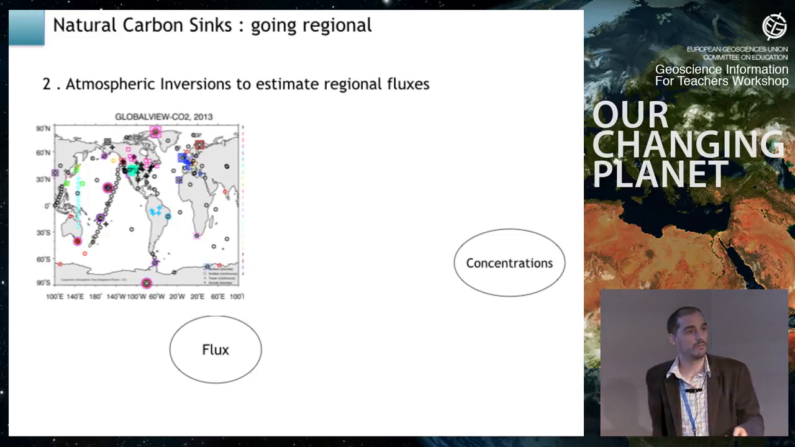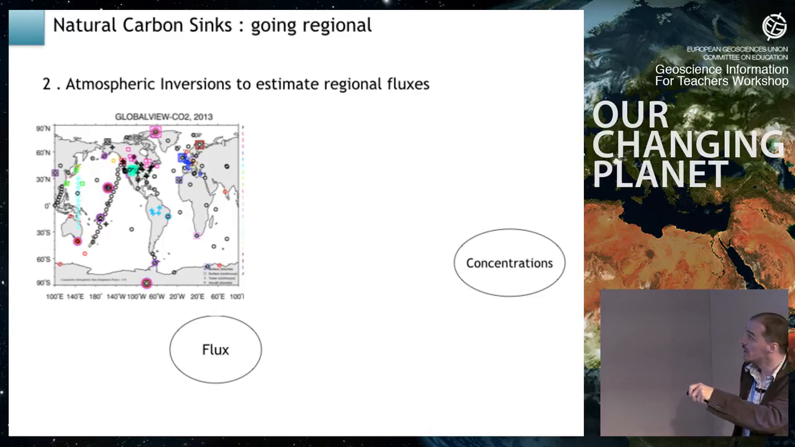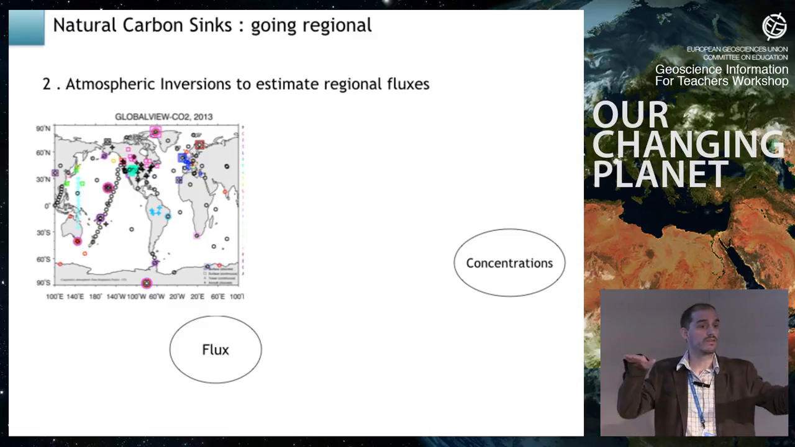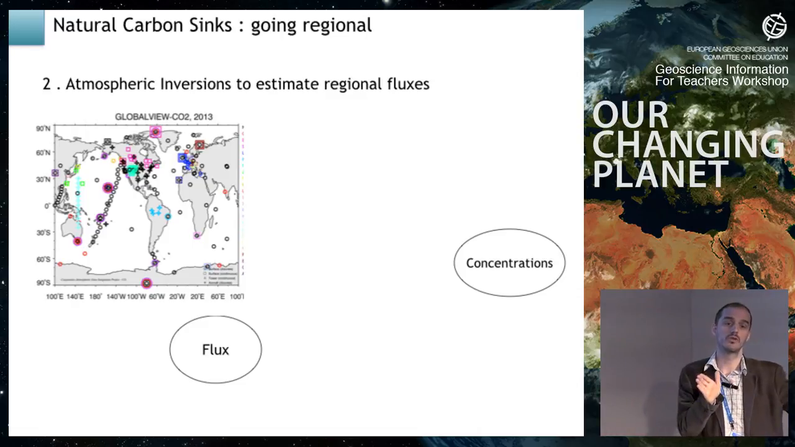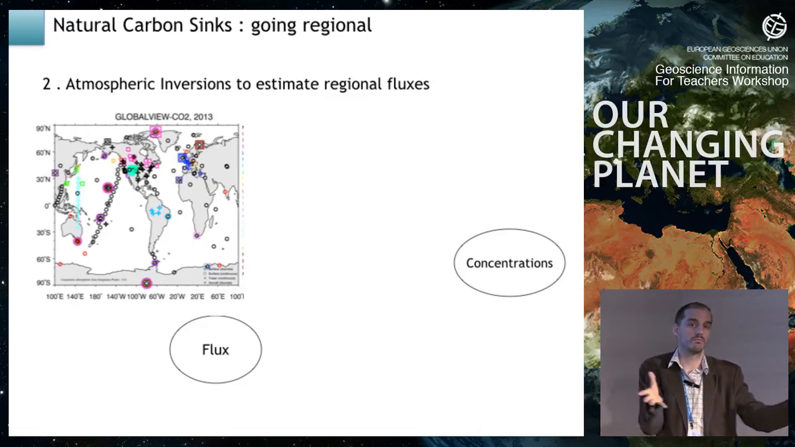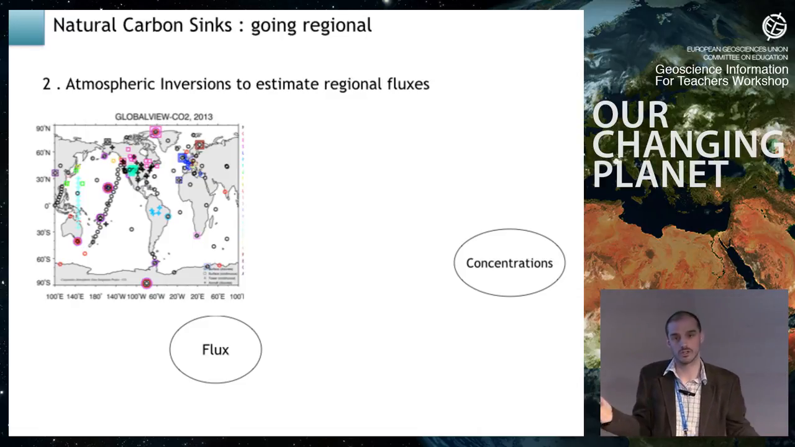So one simple example of that is if you measure CO2 on the east coast of the US, and if you measure CO2, for example, in Ireland here, you know that the winds are blowing from the east coast to Ireland. And if there is less CO2 in Ireland than on the east coast of the US, you can infer a flux to the ocean in between those two points. So that's basically the principle of the atmospheric inversion.